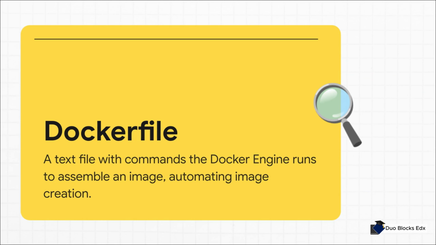So first up is that Dockerfile. This is literally just a list of instructions. Step 1, start from the base operating system. Step 2, copy my application code inside. Step 3, install these specific dependencies. And step 4, when you start up, run this command. It's like an automated instruction manual for setting up your app's entire world.